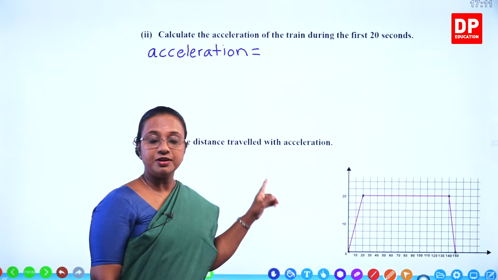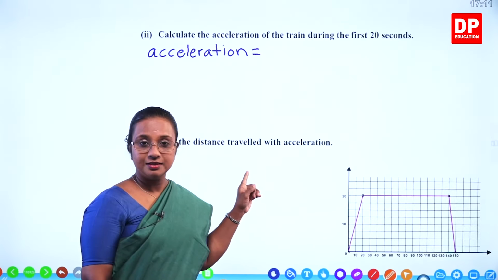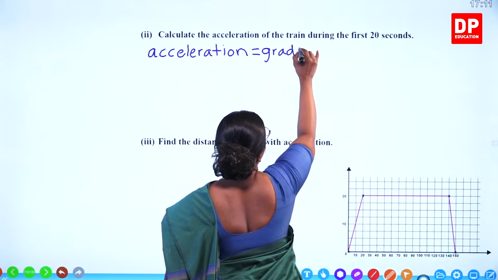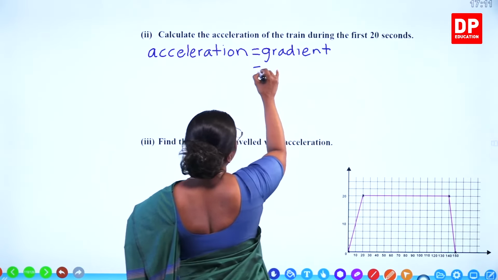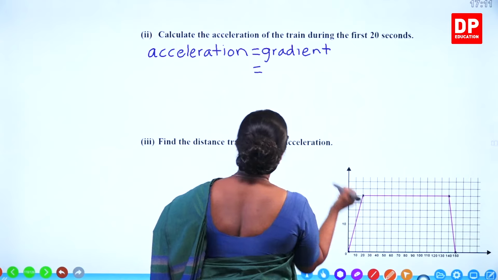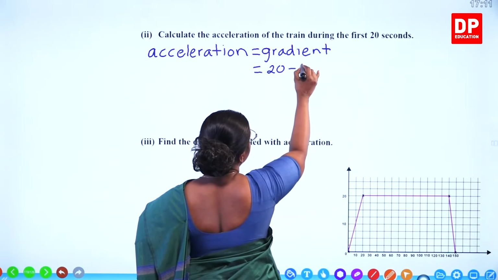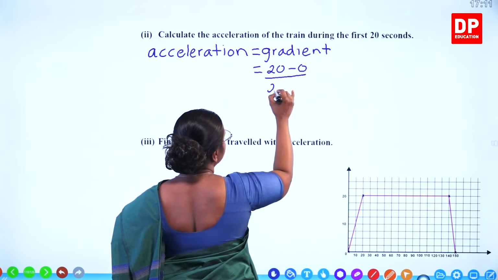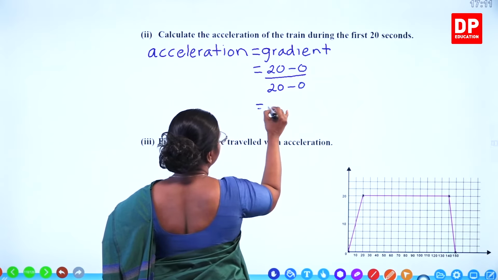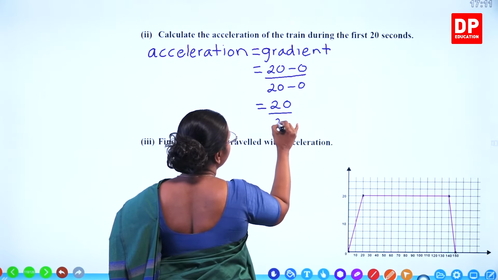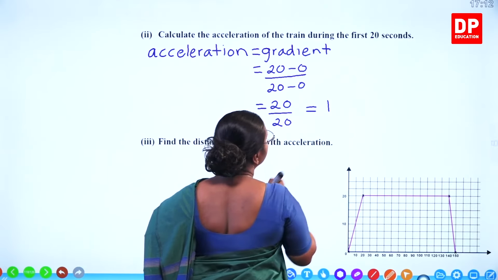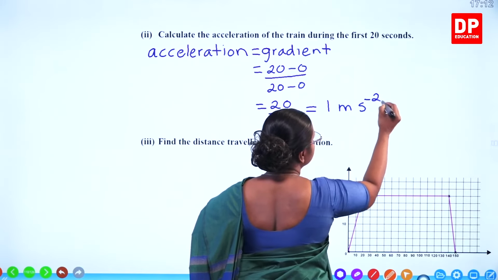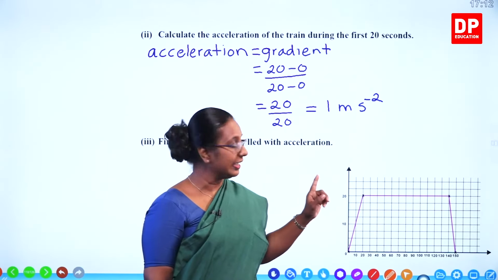I'm sure by now you remember it by heart. When we use a graph, the acceleration is equal to what? Yes, it is the gradient of the graph. So to calculate the gradient, we need the difference in y-axis, 20 minus 0 divided by difference in x-axis, that also 20 minus 0. So when we calculate 20 divided by 20, will give you a value of 1 and the unit will be meters per second squared. How do we get that?